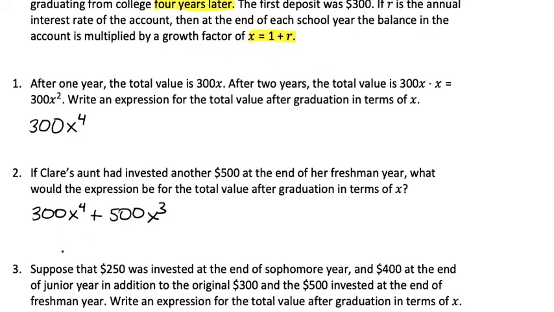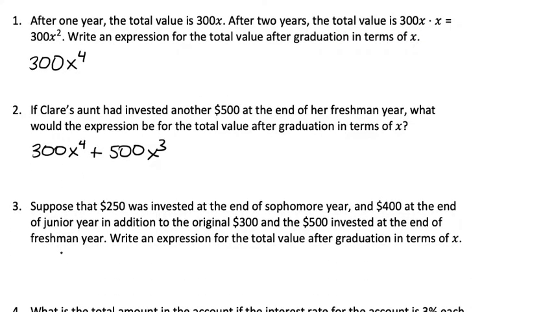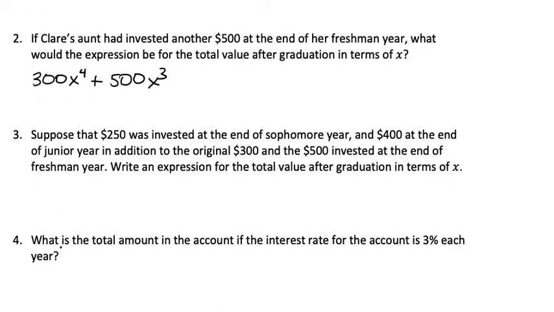so we would just leave it like this. Question 3 says suppose that $250 was invested at the end of sophomore year and $400 at the end of junior year, in addition to the original $300 and the $500 invested at the end of freshman year. Write an expression for the total value after graduation in terms of x. So we still have our original $300, which was in the account for 4 years, and we have our $500, which was in the account for 3 years.